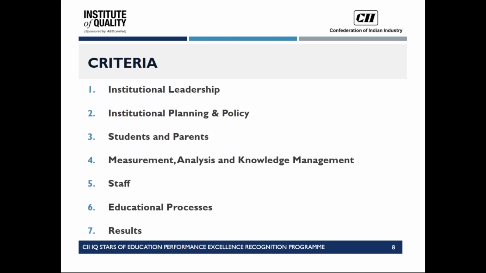Therefore, there are 7 criteria starting from institutional leadership, institutional planning and policy, students and parents, measurement, analysis and knowledge management, staff and education process, and finally the results. These criteria are further divided into subcategories. Around 17 educational subcategories are there, plus 2 in the institutional profile, each with a particular focus.